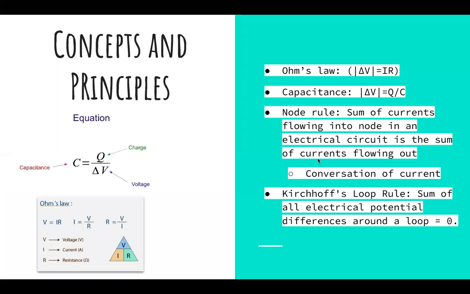So for our key concepts and principles, we are using Ohm's law, which is delta V is equal to I times R. We were also using the capacitance formula, which is delta V is equal to Q over C. And then we would be using the node rule, and Kirchhoff's loop rule, which is the sum of all electrical potential differences around the loop is equal to 0. So if you look at the first one, that is equal to the capacitance formula, and the one at the bottom is equal to Ohm's law.